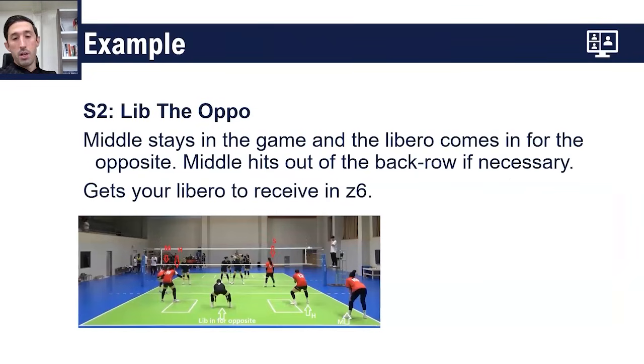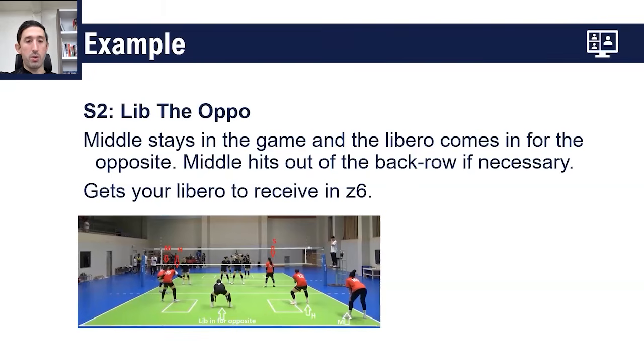And here's a little bit of a funky one. In setter 2, if you want to get that libero in zone 6, you have to libero out the opposite and leave a middle in the back row. So this is one of the only ways. Setter 2 is the hardest rotation to get your libero in zone 6.